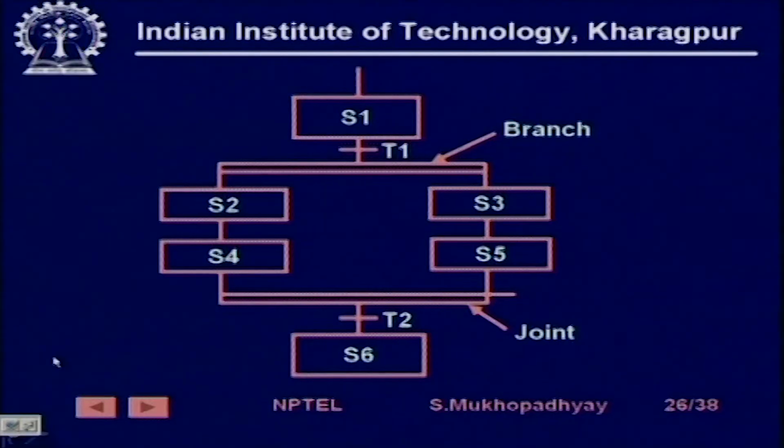So, here you have a parallel branch. When at S1 T1 occurs, then both these states become active together, and at some point of time S4 becomes active, but T2 cannot take place unless this branch also comes to S5. Only when S4 and S5 are both active will T2 become active and be evaluated. If it evaluates to true, then it will come to S6 and then S4 and S5 will become inactive.